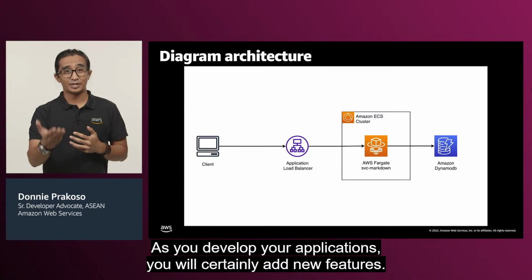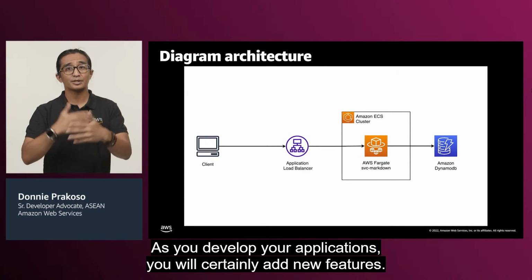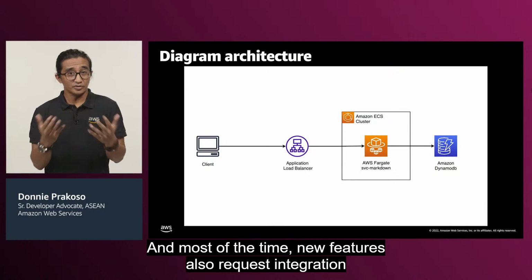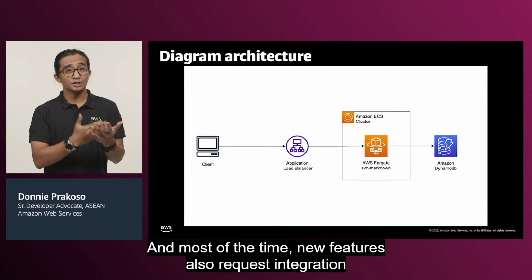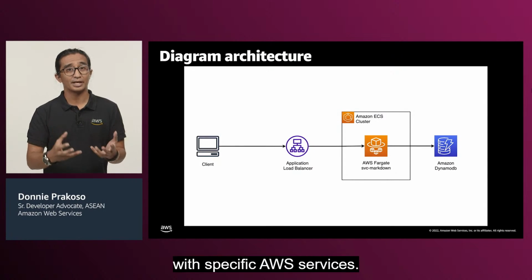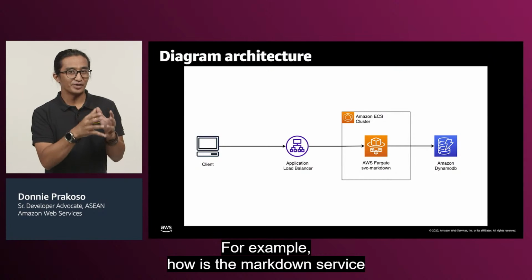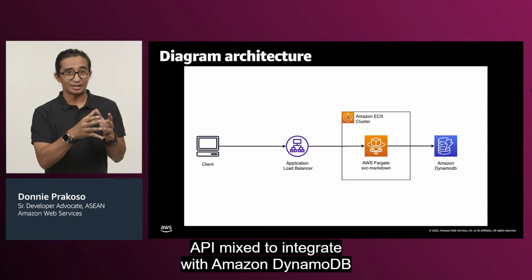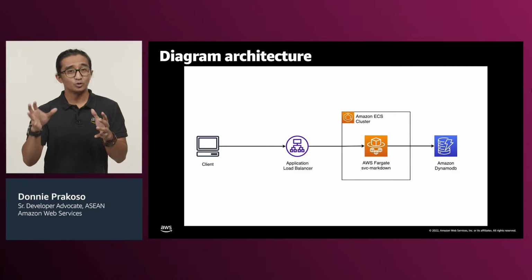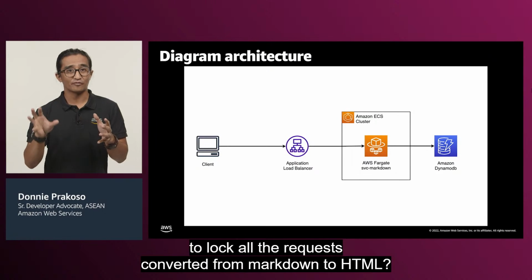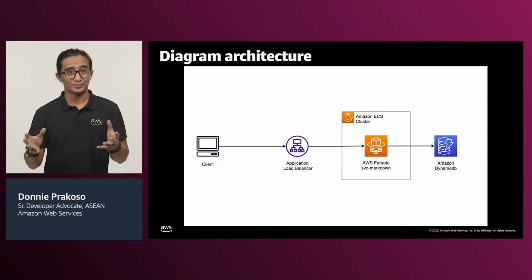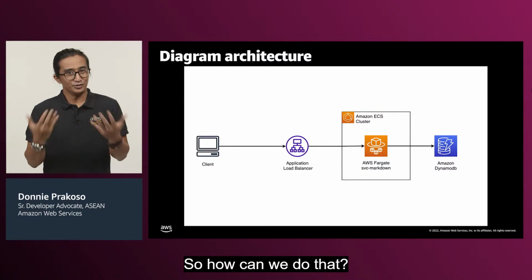As you develop your applications, you will certainly add new features. And most of the time, new features also require integration with specific AWS services. For example, what if the Markdown service API needs to integrate with Amazon DynamoDB to log all the requests converted from Markdown to HTML? So how can we do that?